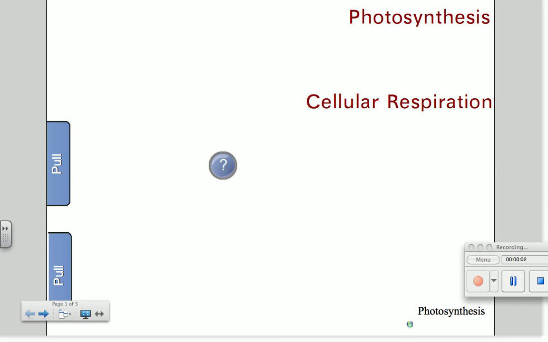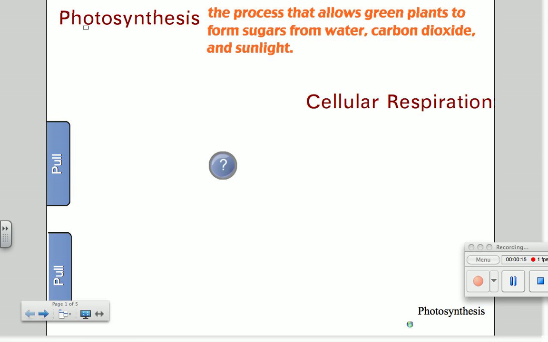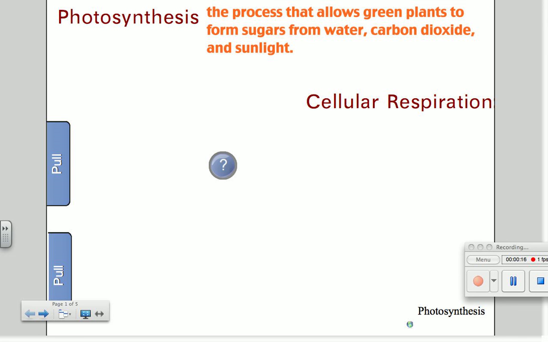Alright, so I'm going to be talking a little bit about photosynthesis and cellular respiration. These two processes are how plant cells and animal cells get energy. If we look at photosynthesis, we see that this is the process that allows green plants to form sugars from water, carbon dioxide, and sunlight. Water, carbon dioxide, and sunlight are necessary in order for green plants to produce food for themselves.